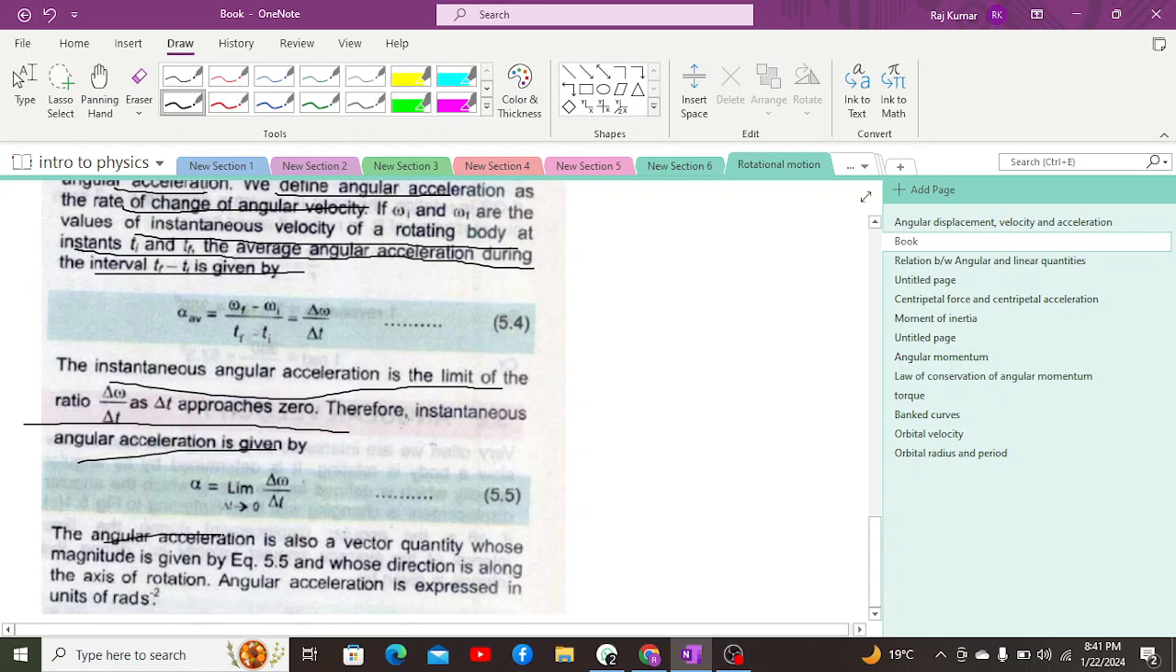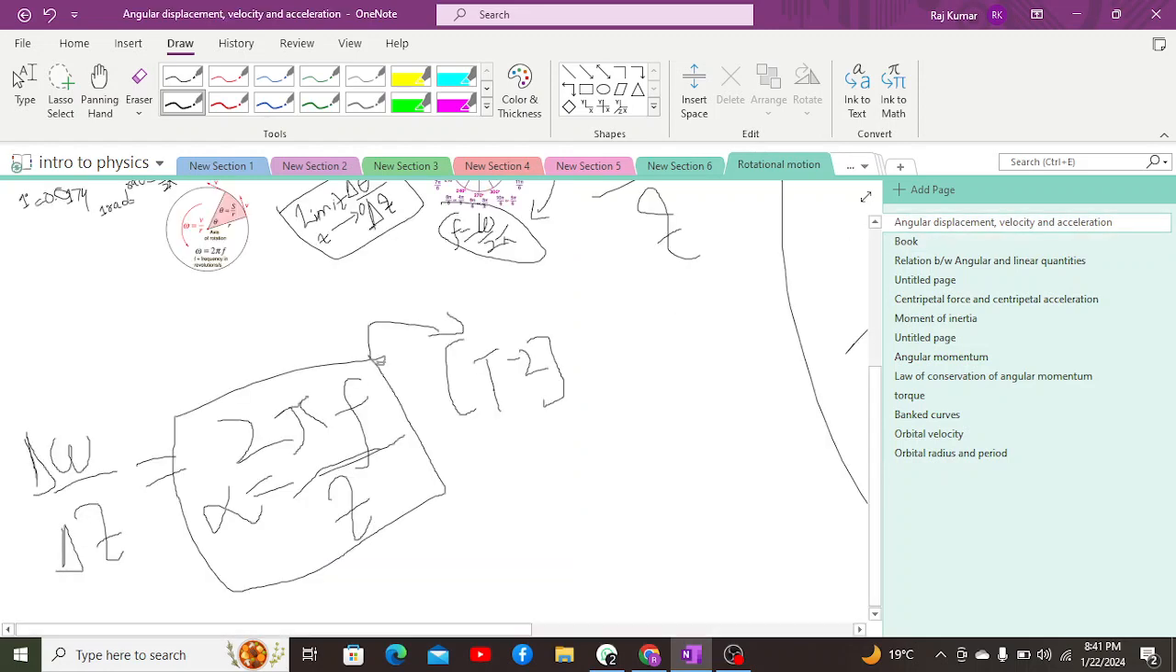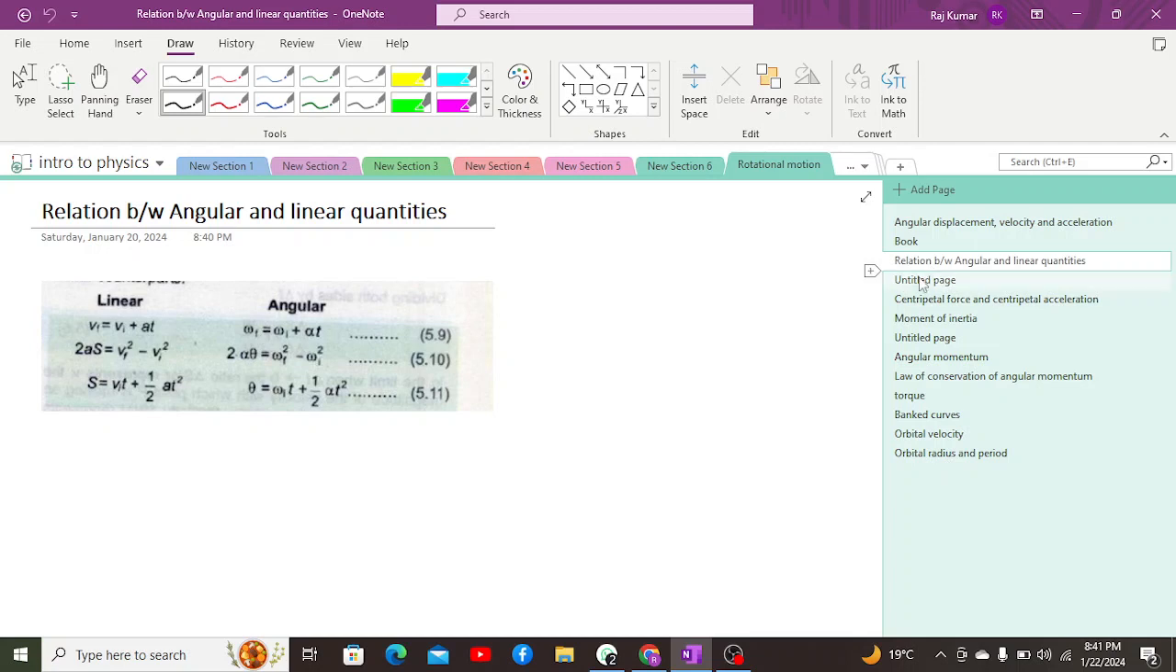Angular acceleration is also a vector quantity whose magnitude is given by equation 5.5, whose direction is along the axis of rotation. Once more, angular acceleration, angular displacement, and angular velocity have the same direction. The unit is radian per second square. And this is the formula for radial acceleration.